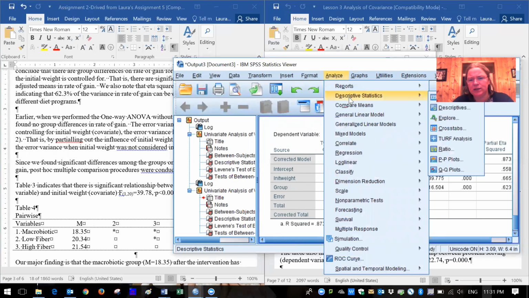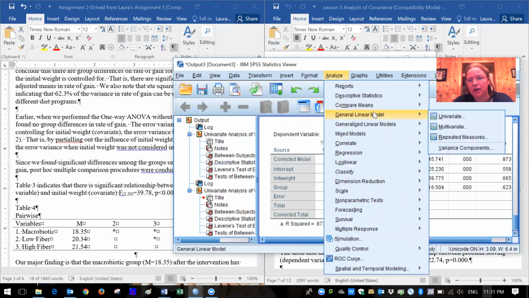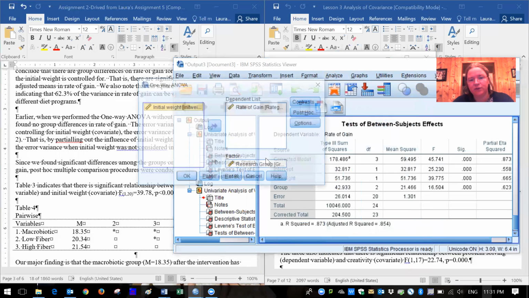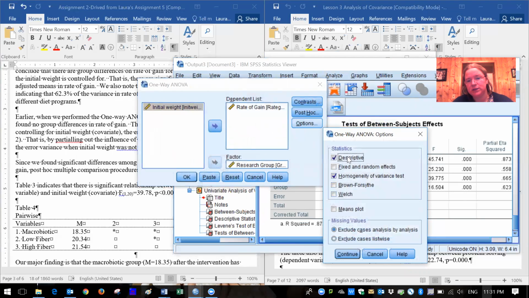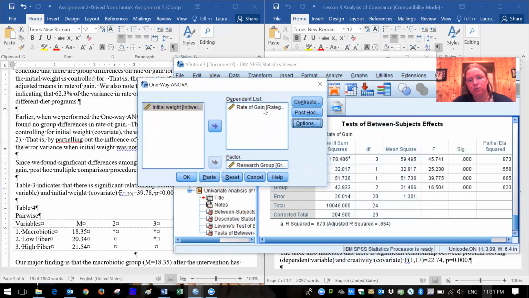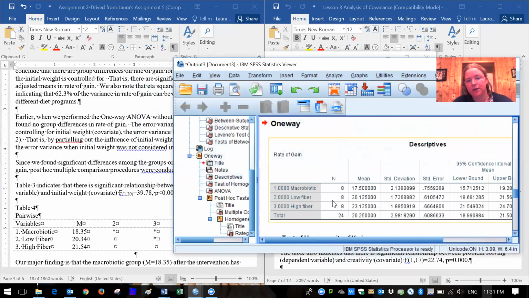Mine, when I did this just a little bit ago, it didn't come out exactly the way that I had on here, so we'll see if this works out for us. So we go to options, click on descriptives and homogeneity. We move the rate of gain to the dependent and the research groups to the factor. And we can click on SNK or Bonferroni. Let's click on Bonferroni and Games Howell and click OK.